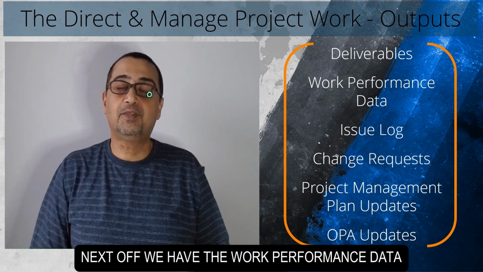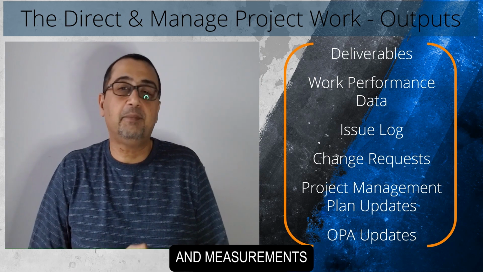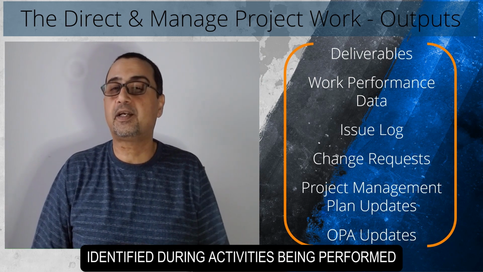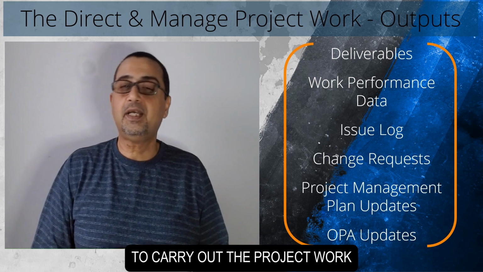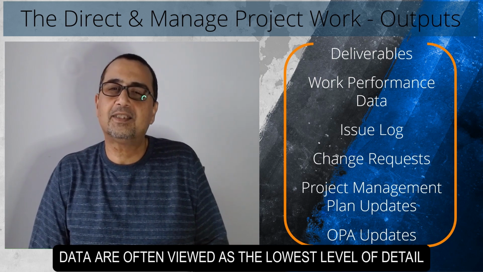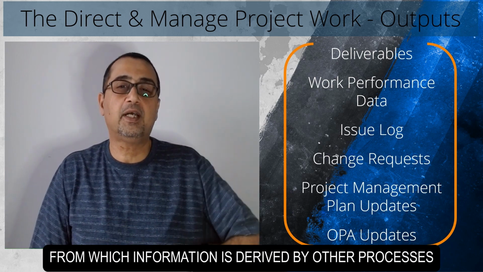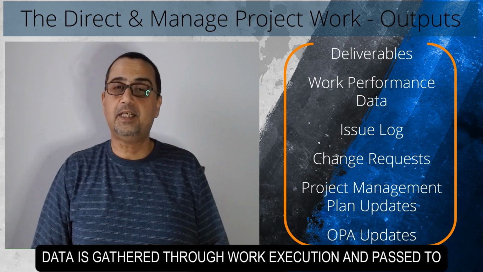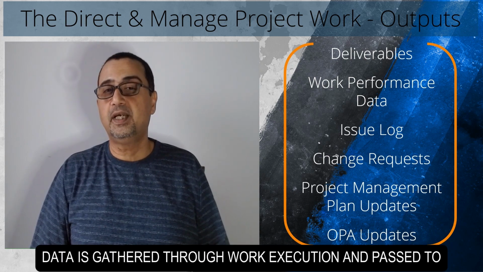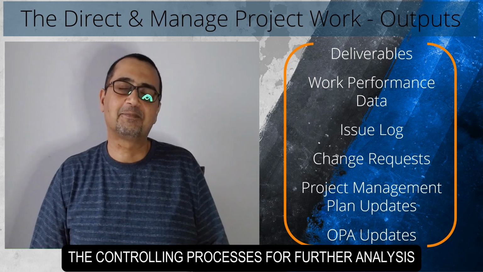Next off, we have the work performance data, which are the raw observations and measurements identified during activities being performed to carry out the project work. Data are often viewed as the lowest level of detail from which information is derived by other processes. Data is gathered through work execution and passed to the controlling processes for further analysis.